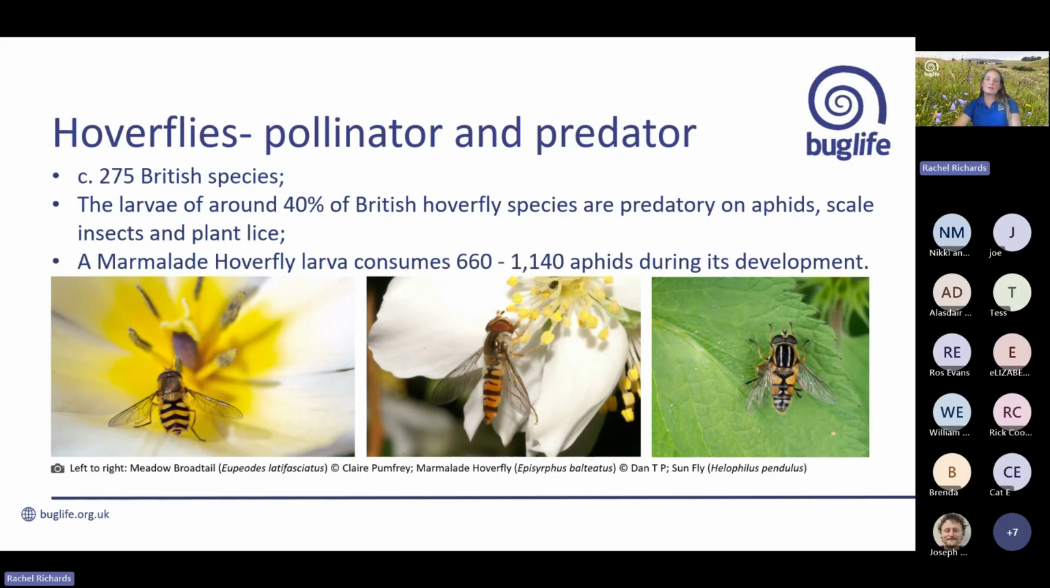And hoverflies. So hoverflies are pollinators, and many of them are also predators in terms of the larvae. A lot of hoverflies feed on aphids and plant lice and other predatory insects. So they're great pest controllers as well. So having that semi-natural habitat that supports the pollinators also helps to control species that can become a problem, especially in horticulture or arable farms. Not so much on grassland, but it's good to have the habitat for these species anyway.